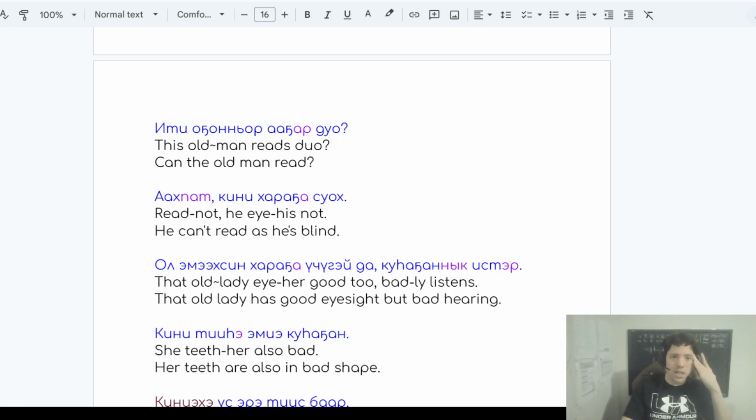Okay. Iti ogonyor agar dua. Can the old man read? Remember, dua is to make a yes or no question, so that's put there when we have no question word in a sentence. Ahpat kini haragasuh. He can't read as he's blind.